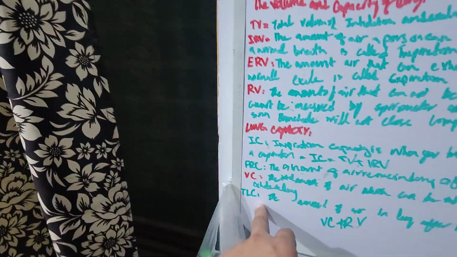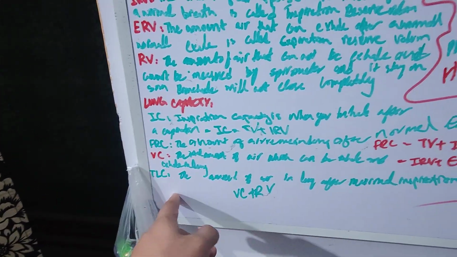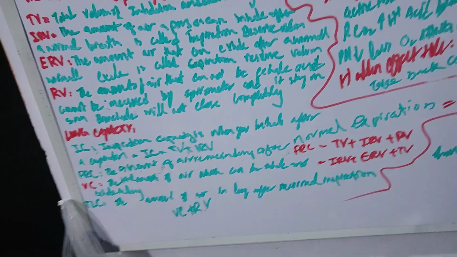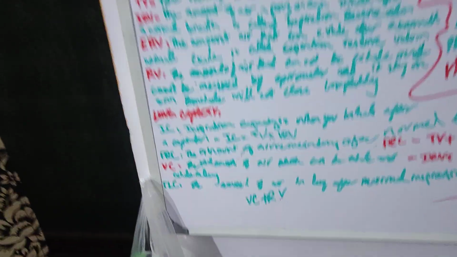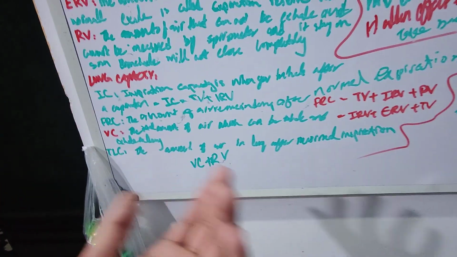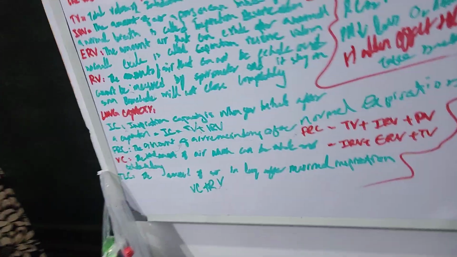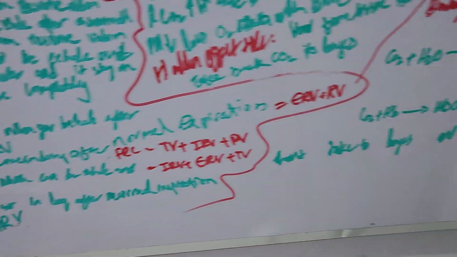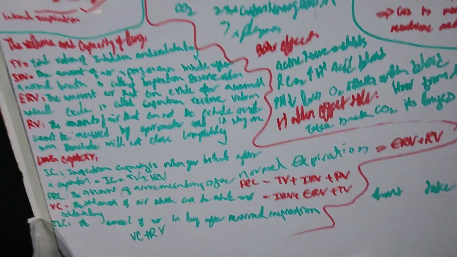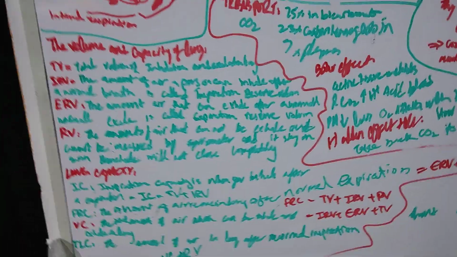Then we have TLC, total lung capacity, the amount of air in the lungs. It is equal to VC, vital capacity, plus RV, reserve volume.